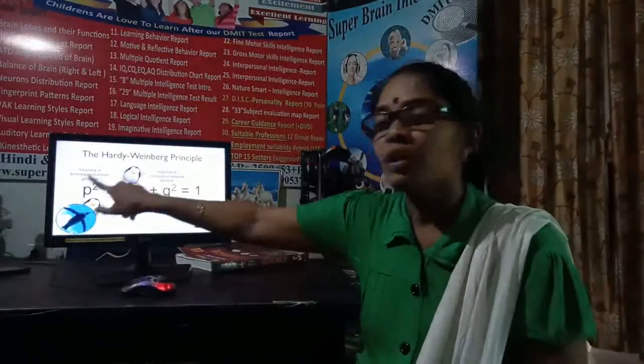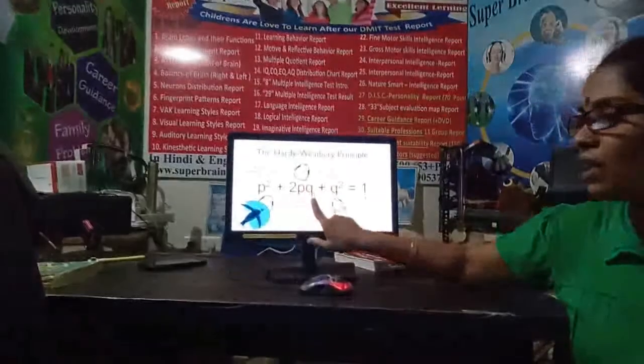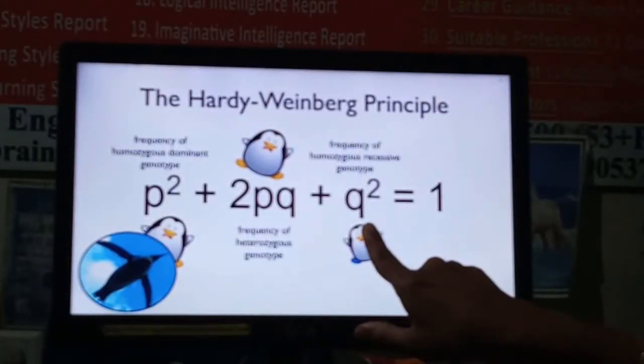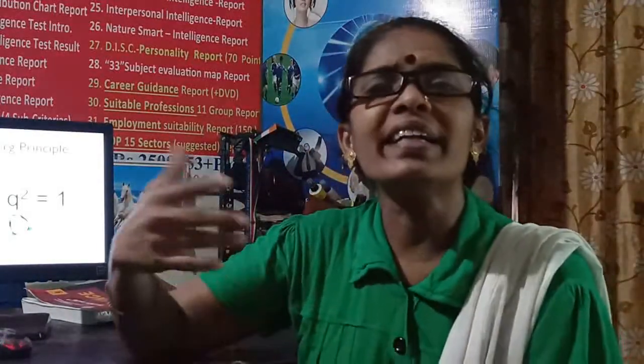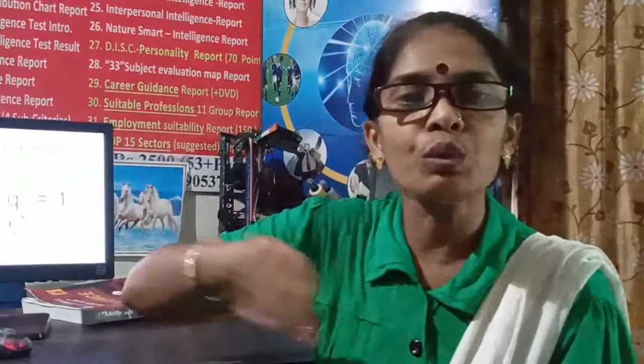So these are the traits: homozygous dominant, heterozygous, and homozygous recessive. In any population, the traits will occur in these three forms. Either homozygous dominant, or homozygous recessive, or heterozygous. So what Hardy-Weinberg says is that if you take the percentage of all these, suppose the homozygous dominant is 0.4, heterozygous is also 0.4, and recessive is 0.2, then altogether 0.4 plus 0.4 plus 0.2 gives 1.